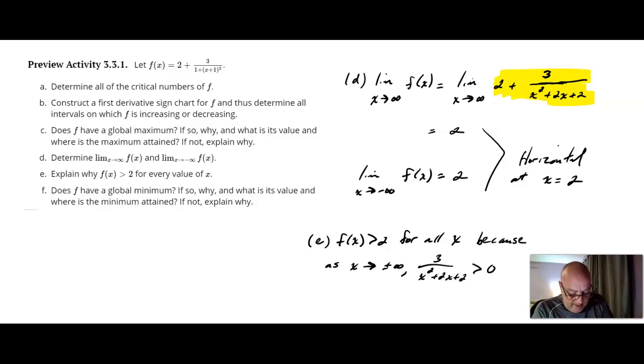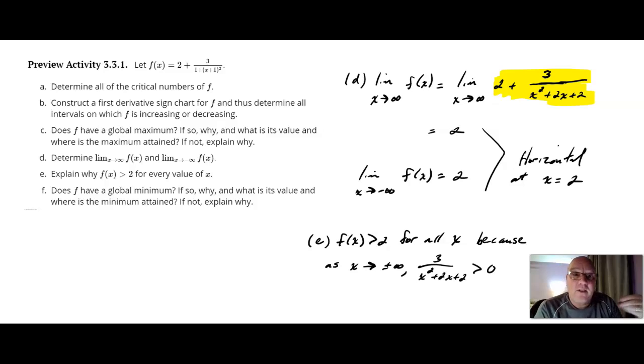Well, the reality is that this 3 over x squared plus 2x plus 2, even though we're getting larger and larger and larger, it's still going to be positive. Whether it's positive infinity or negative infinity, and again, test some very large numbers here, you're going to see that this fraction is going to be positive. Therefore, it's going to be slightly above 2. So that's my explanation as to why the function will always be greater than 2 for any value of x.